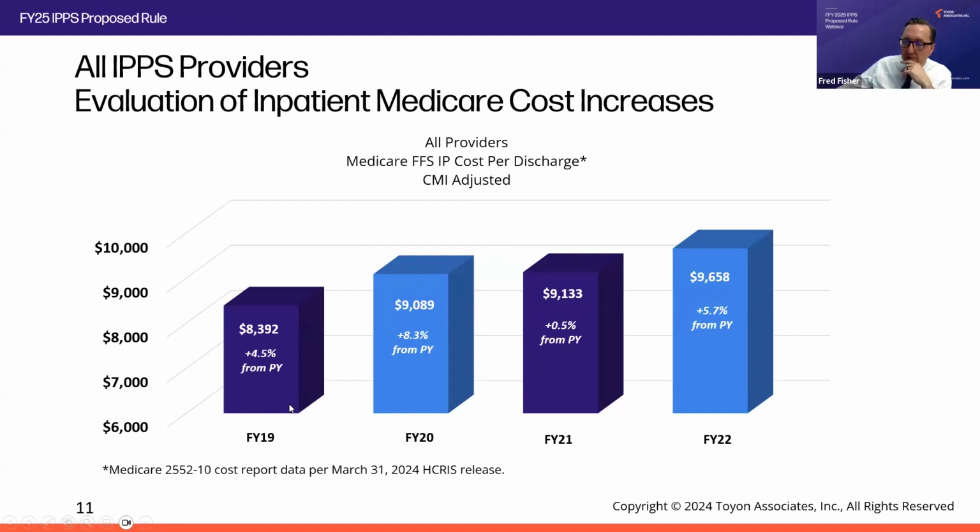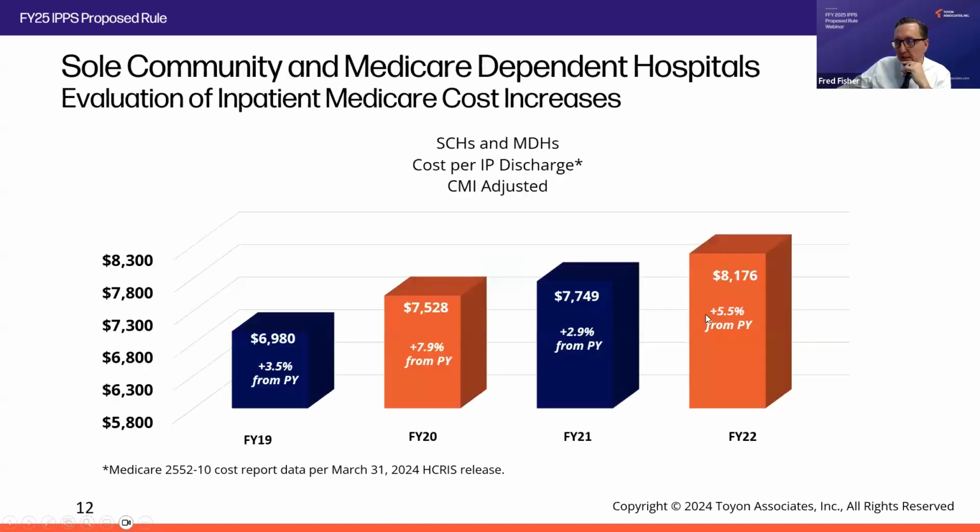The big thing that happened was from 19 to 20, an 8.3% increase, and providers really never got paid for that huge increase. From 20 to 21, it pretty much stayed flat, because there was such a large increase in 20. And now we're looking at another 5.7% increase if we look at the most recent federal year 22 cost reports that we could pull out of the HCRIS database. So when CMS is giving us 2.6 or 3%, it's not covering the actual cost per discharge that hospitals are incurring.